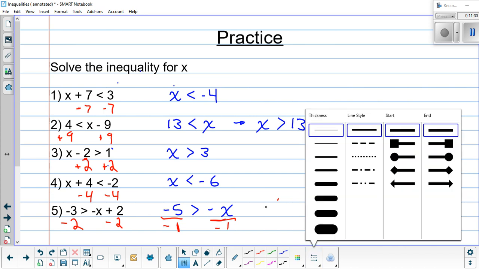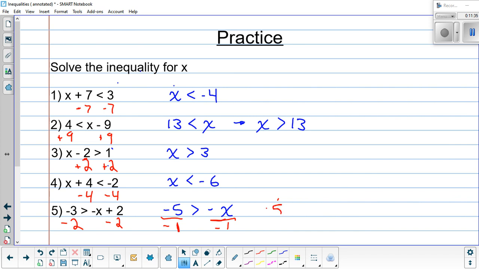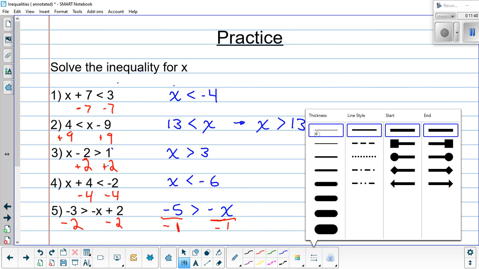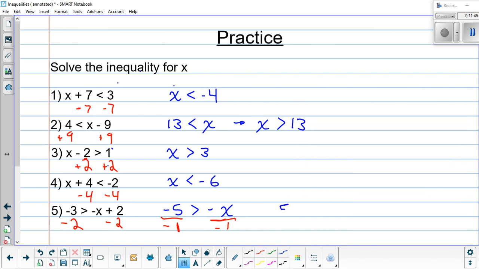And notice, we'll be left with negative 5 divided by negative 1, which is simply 5. And that's greater than negative x divided by negative 1 is x. So if they're both negative, you can just end up dropping the negative signs. And then lastly, we want to switch it around. So x is less than 5. So a little bit more effort to that last one.